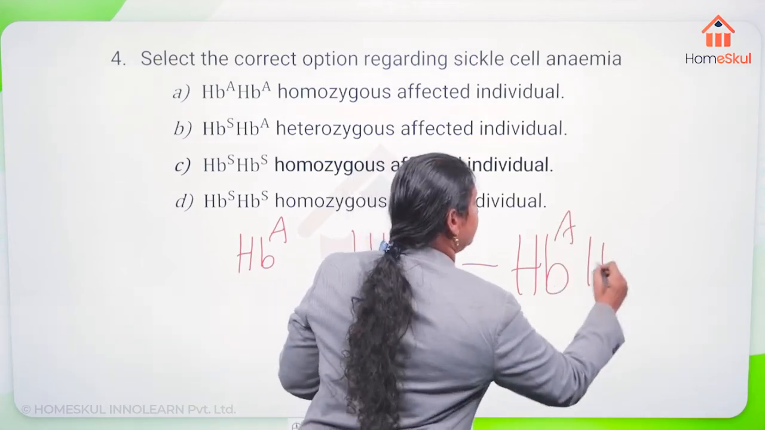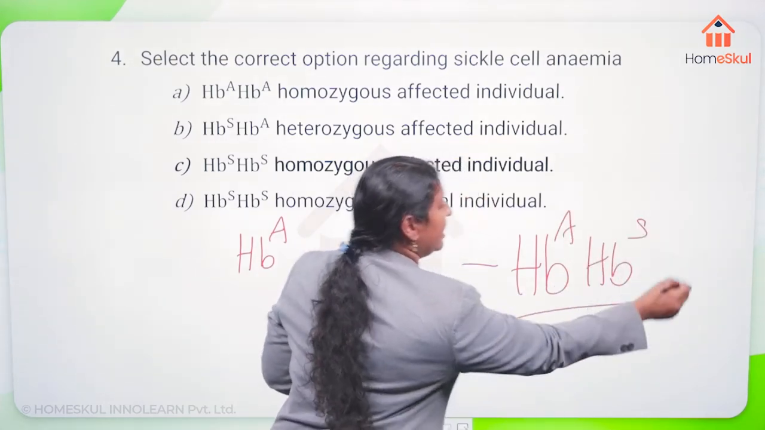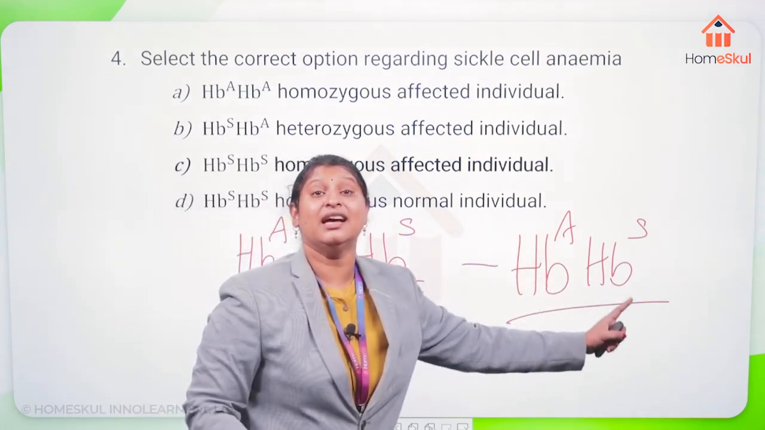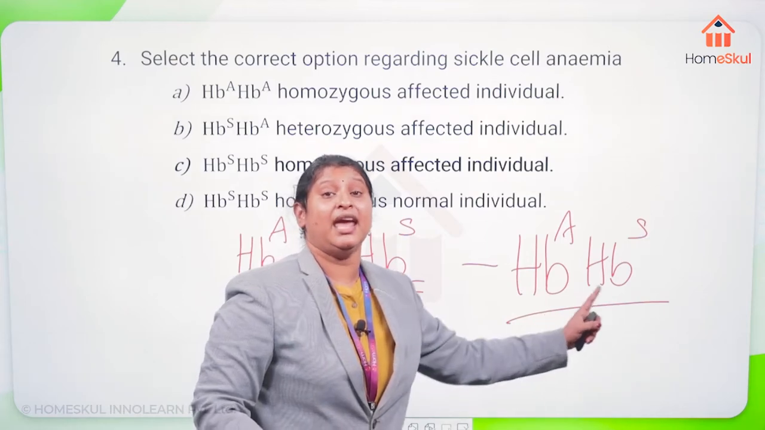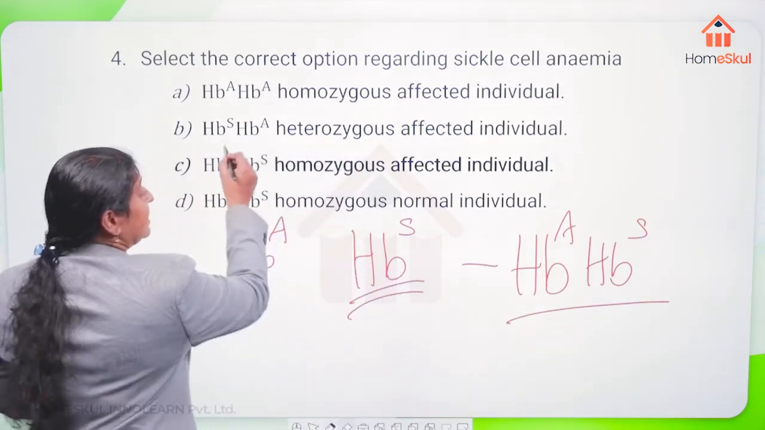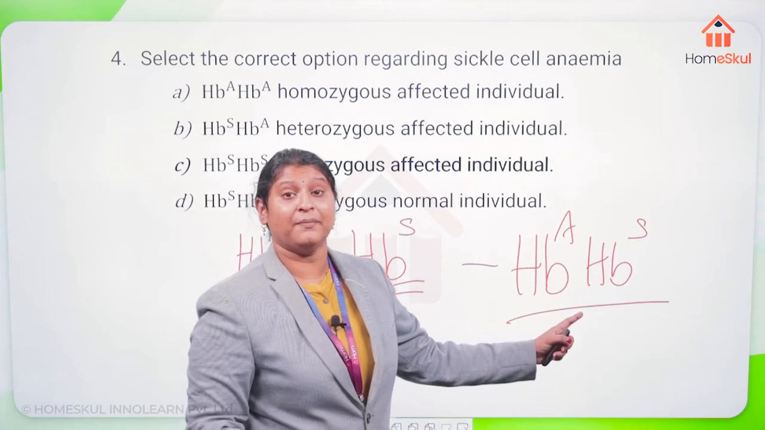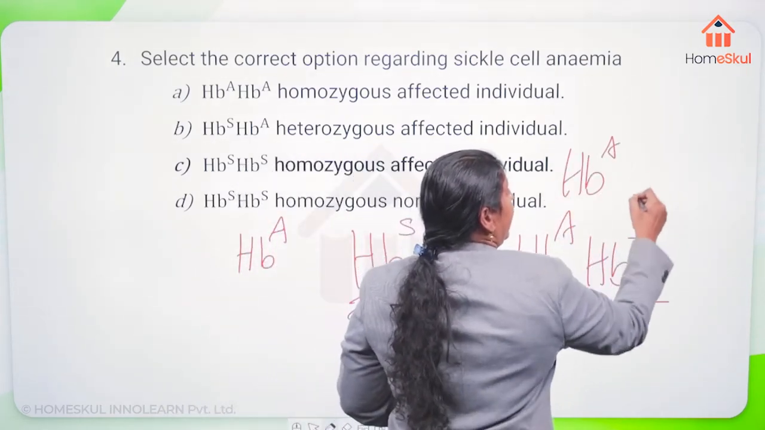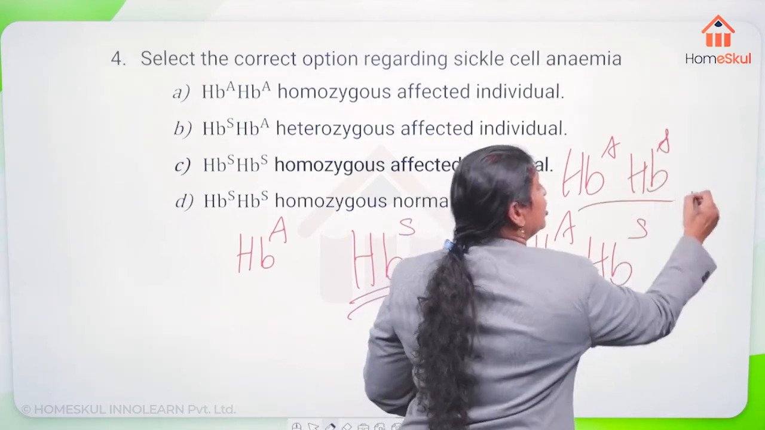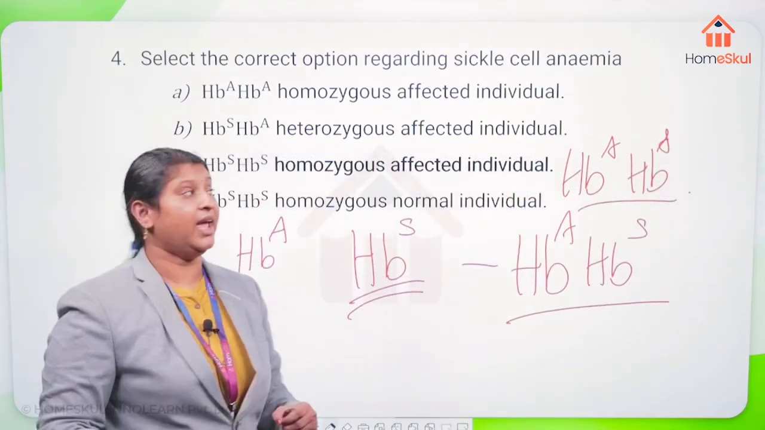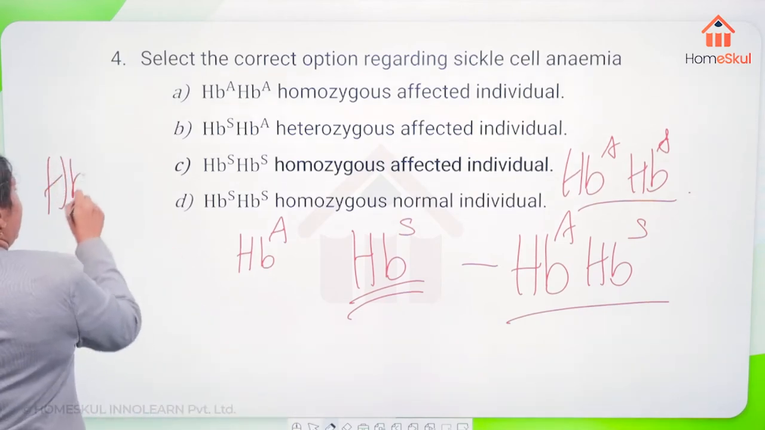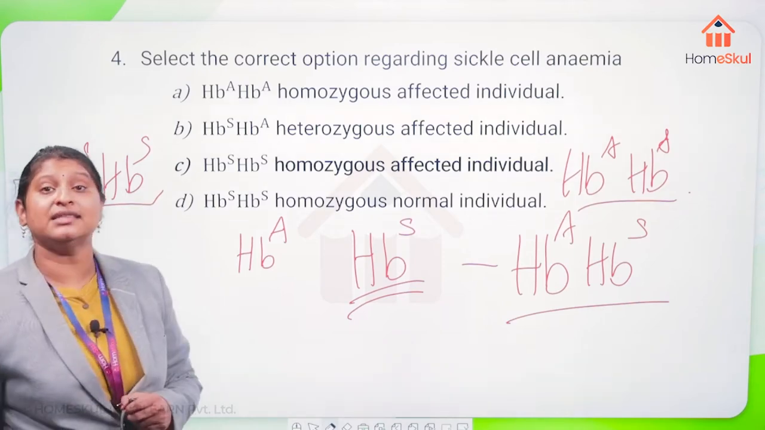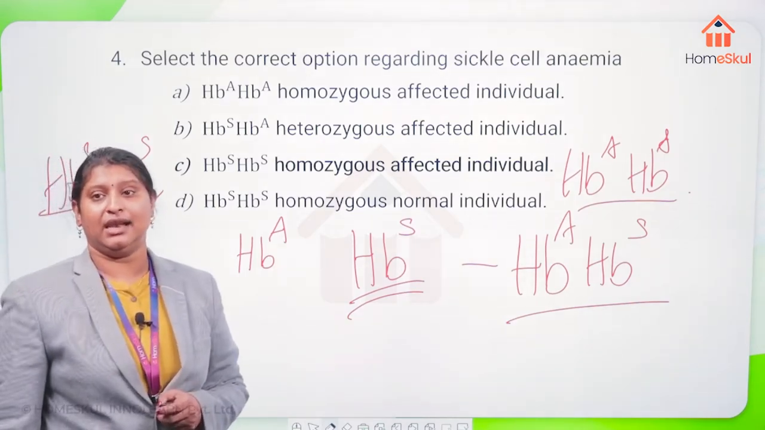If HbA HbS, it is there, this individual will be a carrier. HbA HbS means it is a carrier individual. Then HbA HbA, this is a normal individual. This is HbS HbS, which means it is a homozygous affected individual.